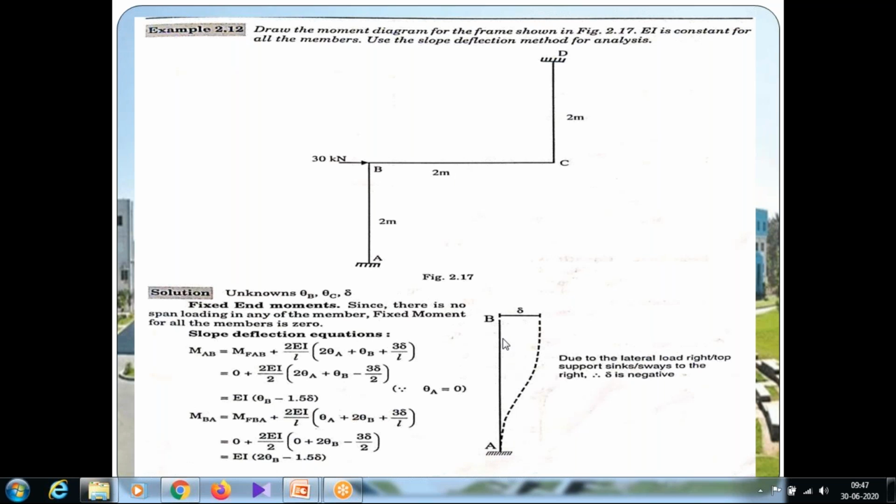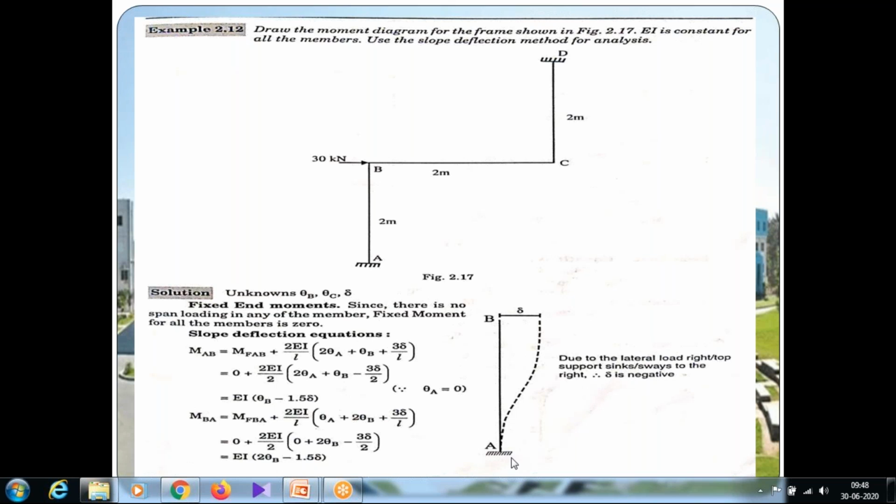Okay, the support is at the bottom and B moves in the right-hand direction. So B moves to B dash, and the amount of movement is delta. The delta will be negative if the member moves to the right side. Due to the lateral load, the right or top support sinks, so always to the right. Due to the lateral load, the span moves towards the right, therefore the delta is negative.